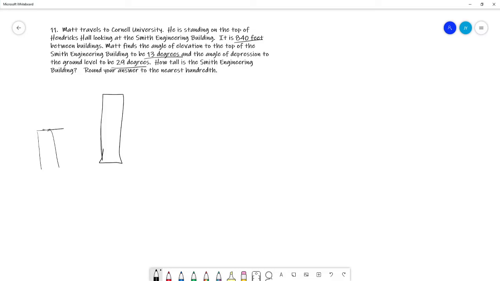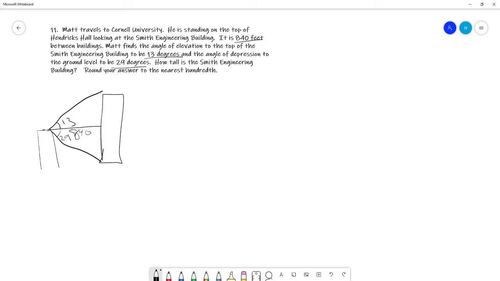Now, it's going to be 840 feet between buildings, as it says right here. So let's write that down: 840. And then the angle of elevation to the top of the building is going to be 13 degrees. It's a little off here, but it's fine. And then he also looks down for the angle of depression to the ground level to be 29 degrees, so we're drawing that as well. Angle of elevation is the amount you tilt up, angle of depression is the amount you tilt down, just so you know.